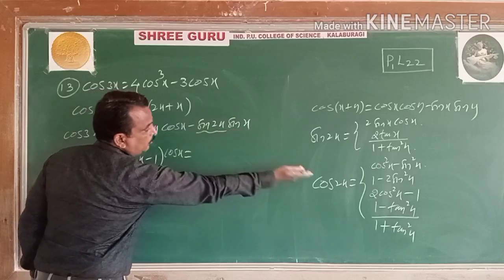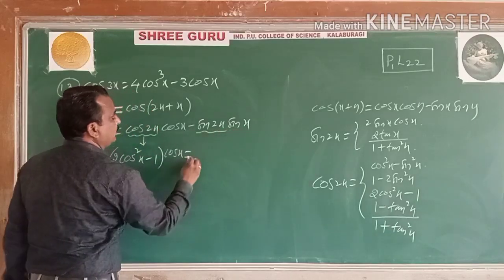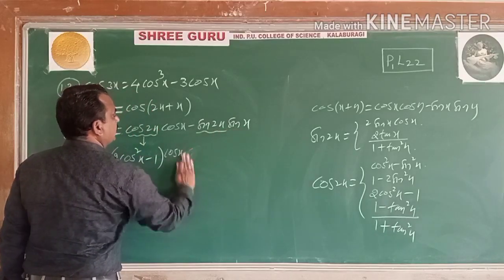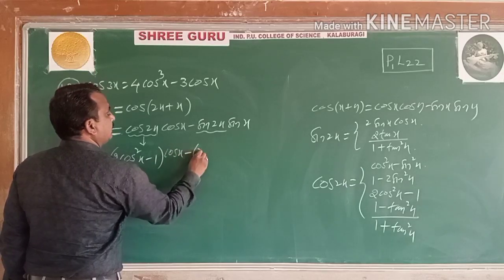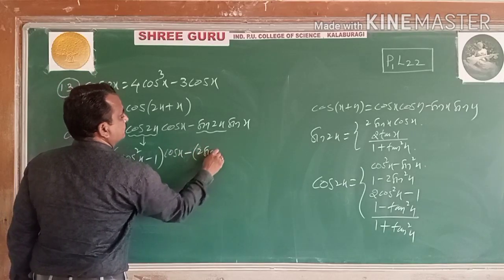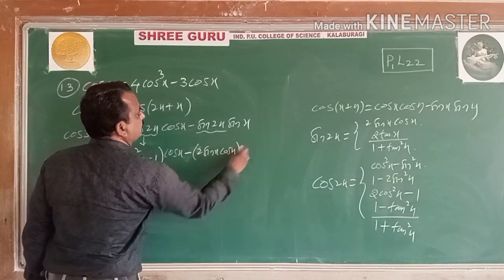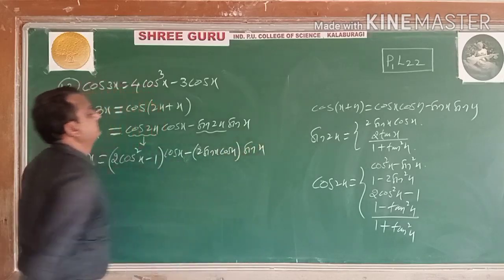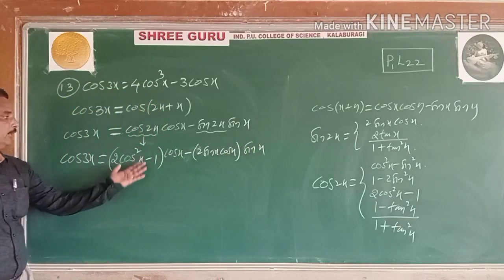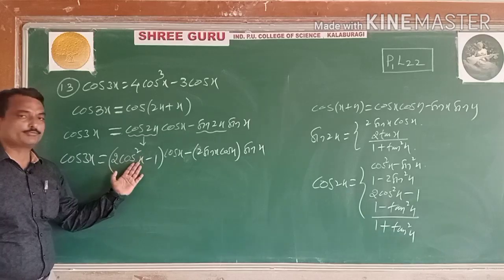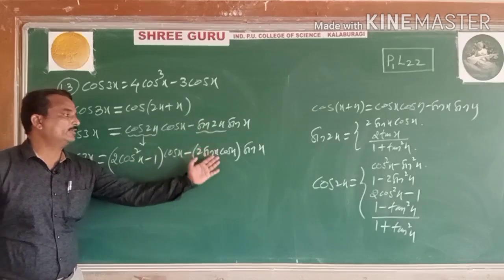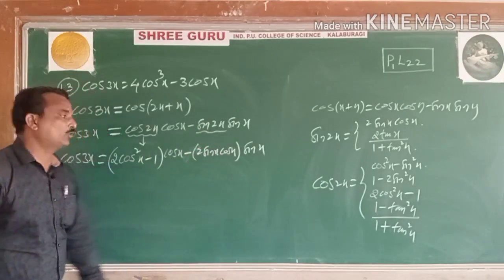There is no alternative, only one formula, and one is in terms of tan. You don't want it in terms of tan. You want it in terms of sin and cos. So 2 sin x into cos x. This is cos 2x substituted in terms of cos, and sin 2x is taken as 2 sin x into cos x here.